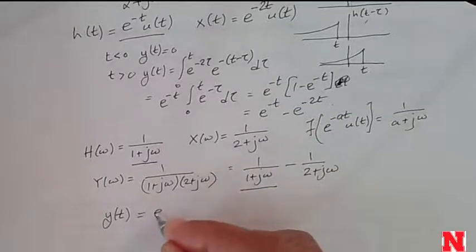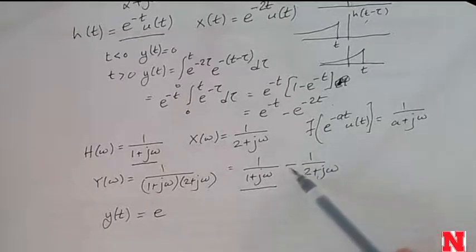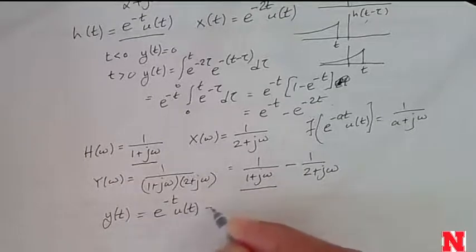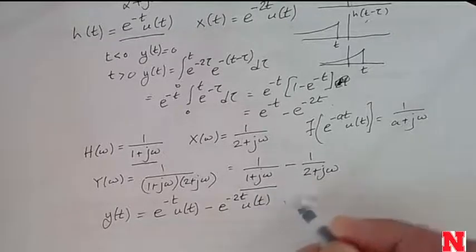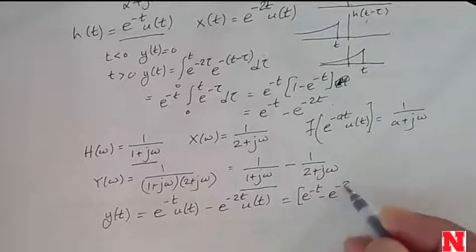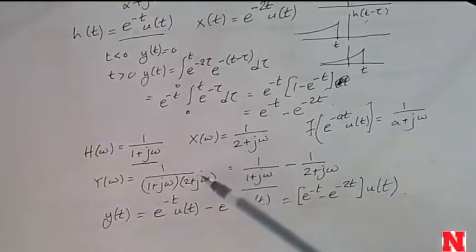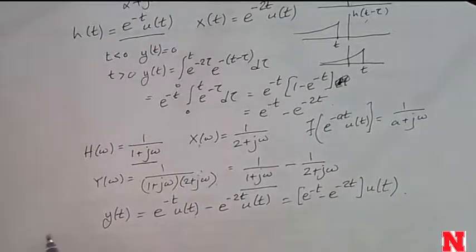So y of t is equal to, and I'm going to use linearity, I'll take the inverse Fourier transform of this, the inverse Fourier transform of this, and subtract them. So I get e to the minus t u of t minus e to the minus 2t u of t, or I can put these together, and I get e to the minus t minus e to the minus 2t, times u of t, which is exactly what I had before, except that I could do it very simply. I didn't have to go through convolutions. I just went through 2 steps to get the output. So that's really kind of nice.